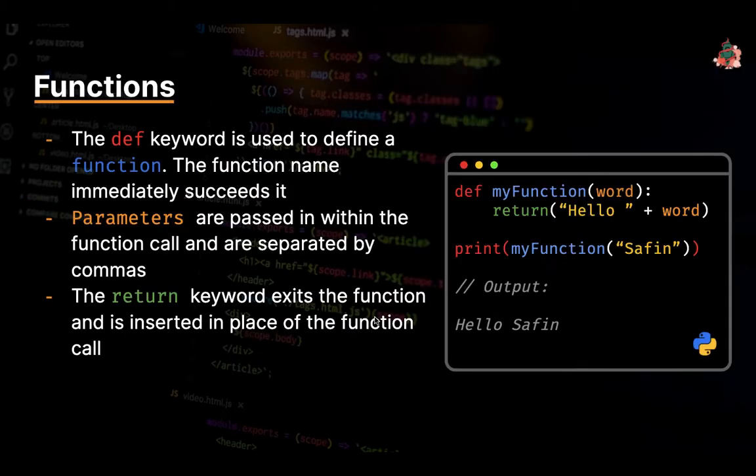In a function, the def keyword is used to define a function. The function name immediately succeeds it, as shown in the example here, highlighted in blue. Parameters are passed within the function call and are separated by commas. So for example, if you wanted to add another parameter, you would add word, comma, and then the name of the next parameter. Finally, the return keyword exits the function and is inserted in the place of the function call. So whatever is returned in here shows up in here, which outputs whatever is returned by the function.